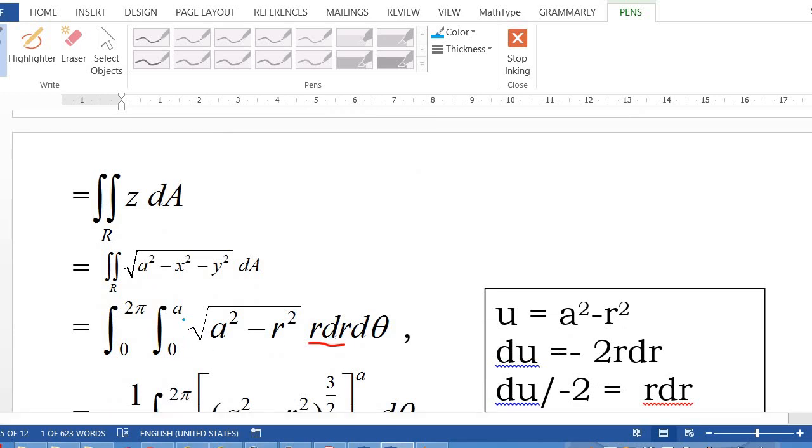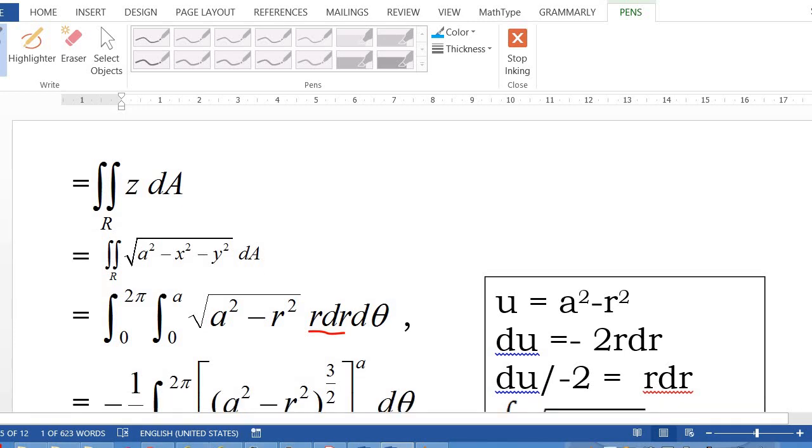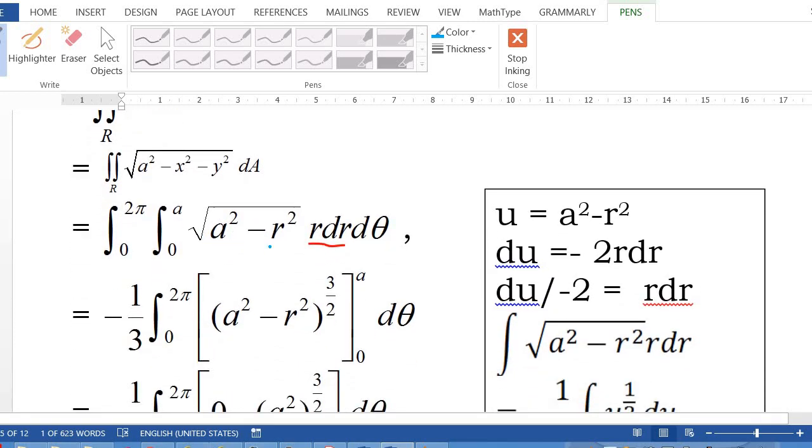So r is from 0 to a, theta from 0 to 2 pi. Then x squared plus y squared is r squared, so it becomes the integral of square root of a squared minus r squared. dA changes to polar coordinates and becomes r dr d theta. You can evaluate this integral using the substitution technique, where you let u equal to a squared minus r squared.